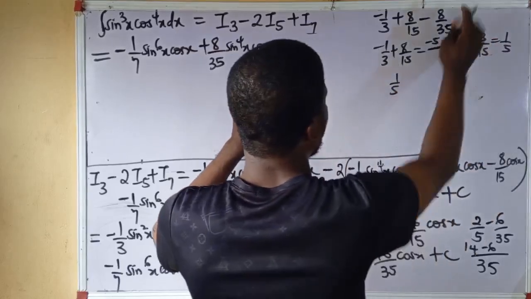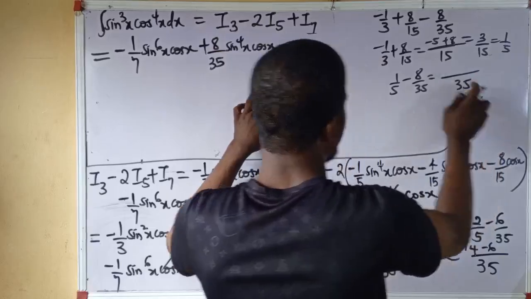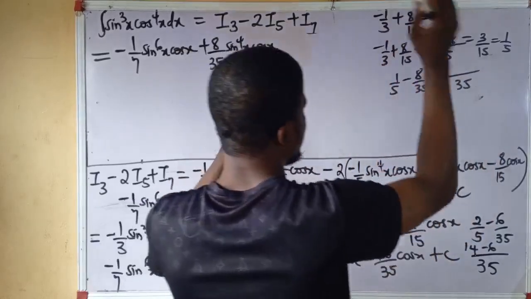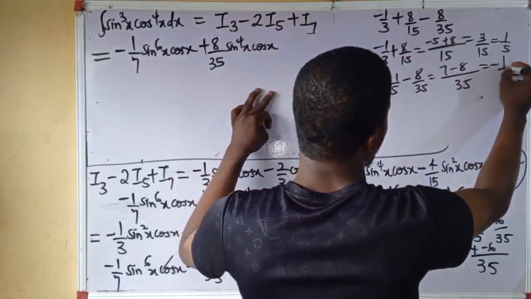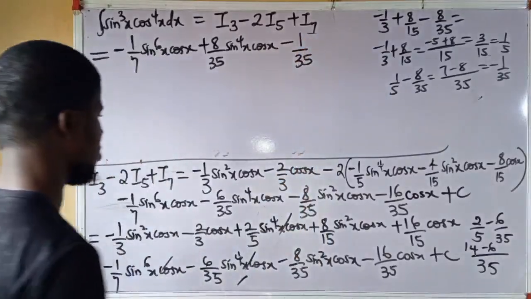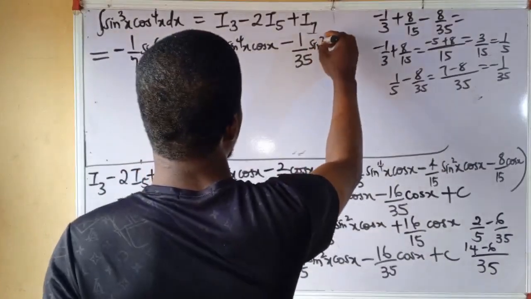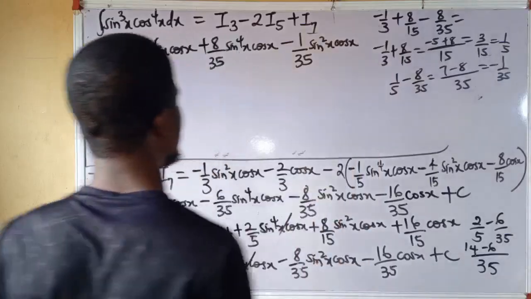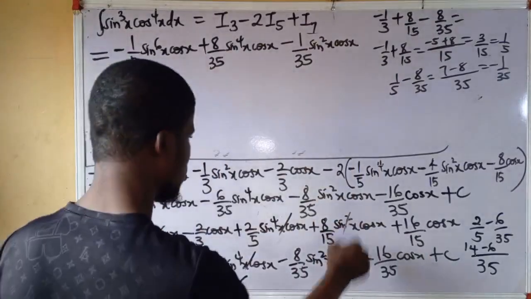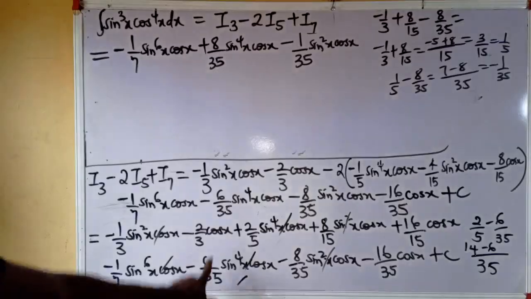So 1 over 5 plus, okay, minus 8 over 35 is 35. This is 7 times 1 is 7. This is 1 times 8. 8. So this is minus 1 over 35. Then I'm writing sine squared x cos x. Okay, so I'm done with this. I'm done with this. And I'm done with this. So what do I have left?